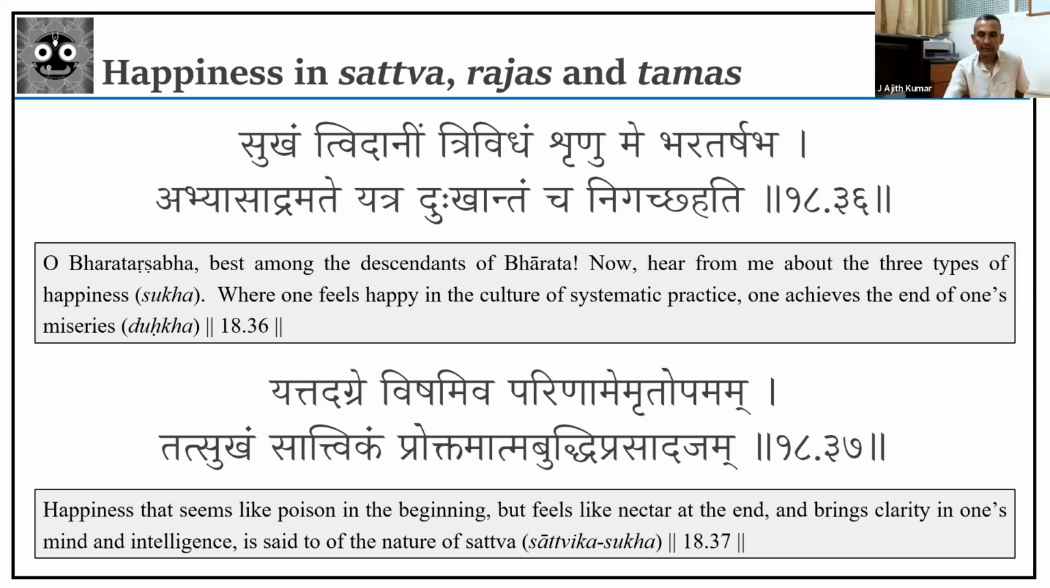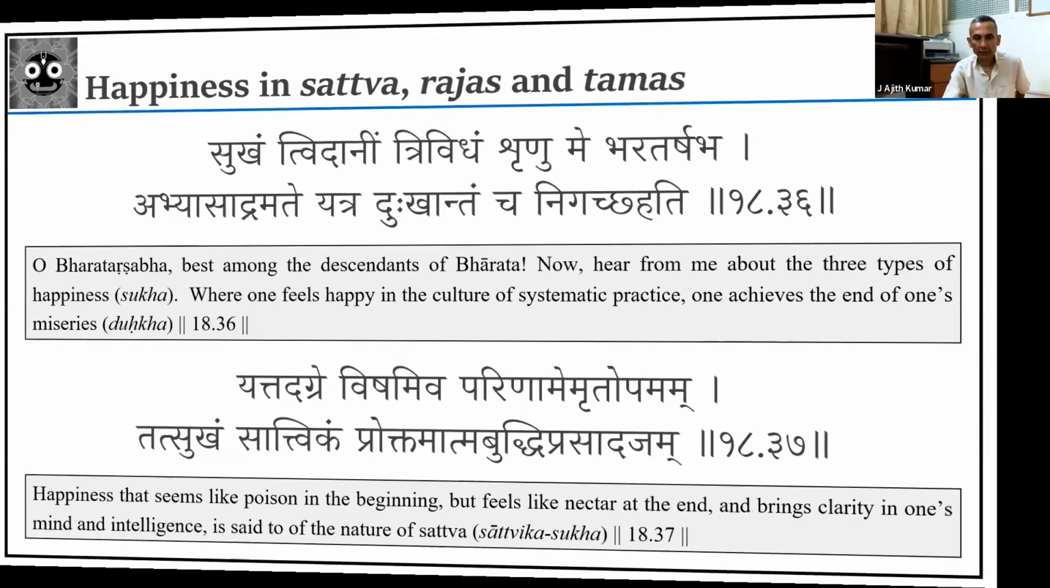So discipline in general, anything that we do with commitment, discipline, with proper guidance, we do the right thing, not the wrong thing. The wrong thing also can be done with discipline, but doing the right thing with proper discipline, with guidance, etc., gives us clarity. It seems like poison in the beginning. It's painful to do it in the beginning. So we complain, why are we made to do this? But it gives nectar at the end. It gives a sense of fulfillment, happiness, and we want to do it again after that. So that is called sattvika sukha.